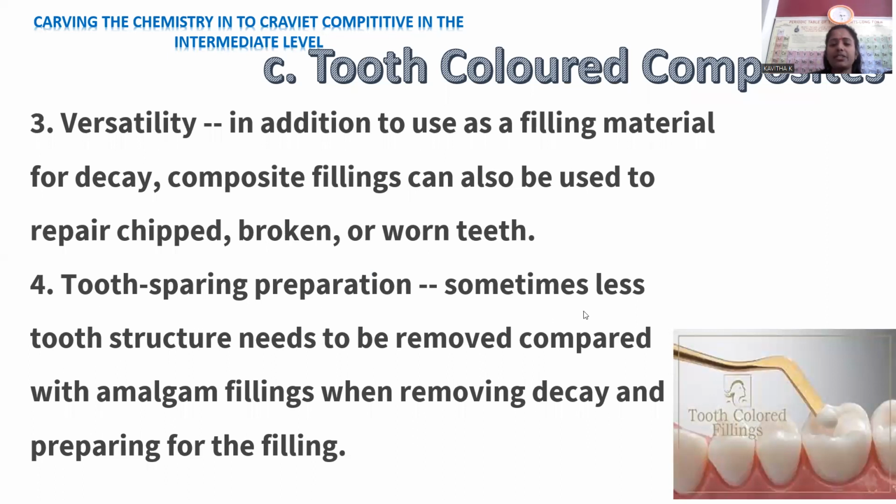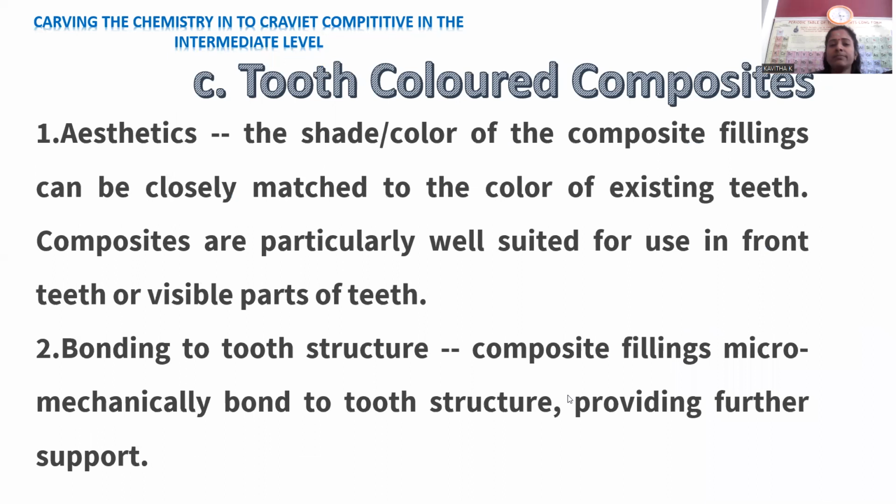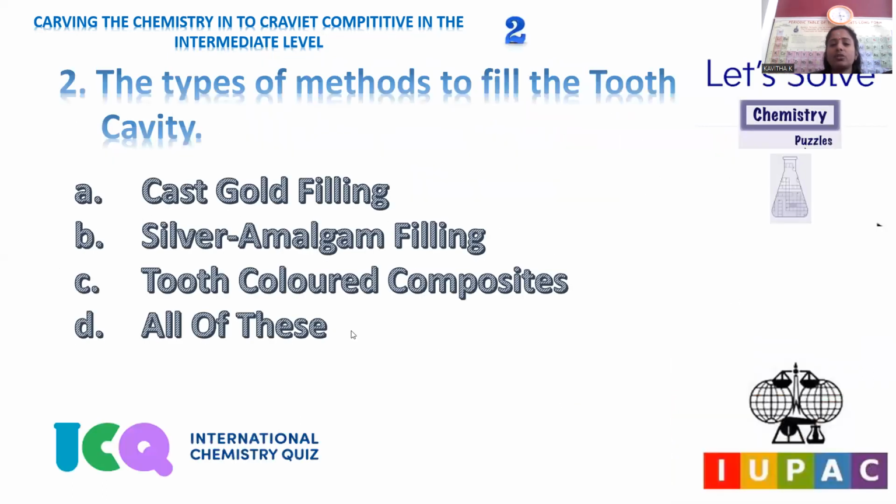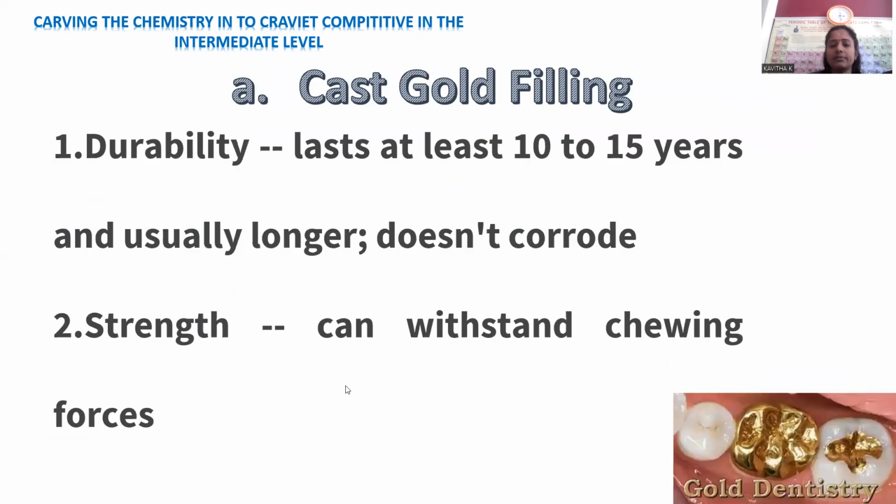Tooth sparing preparation. Sometimes, let's say, tooth structure needs to be removed, but we need not go for complete removal of the tooth; rather, only the part where damage is there can be removed. In that part only we go for filling instead of complete removal of the tooth. That part can be filled with this kind of composite material. So these are the ways we can go for tooth cavity filling. So for question number 2, option number 4 will be the correct answer.